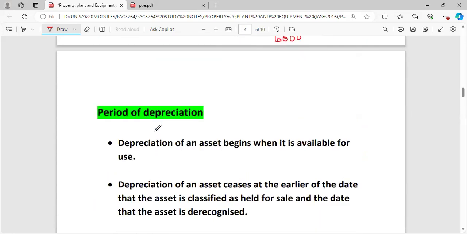Then another key area is when do we depreciate the asset?